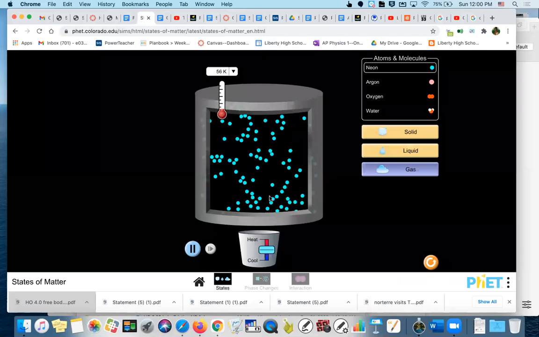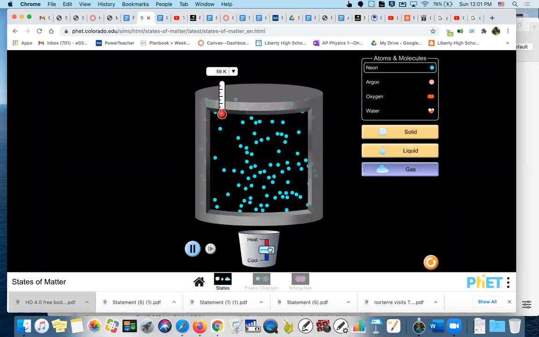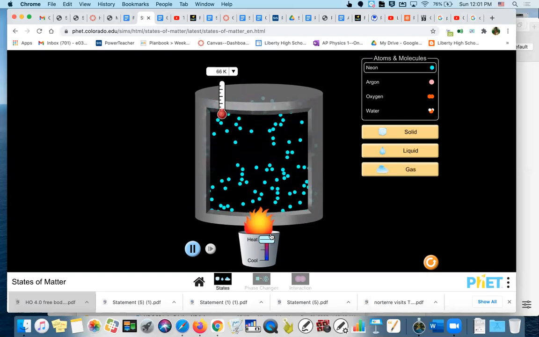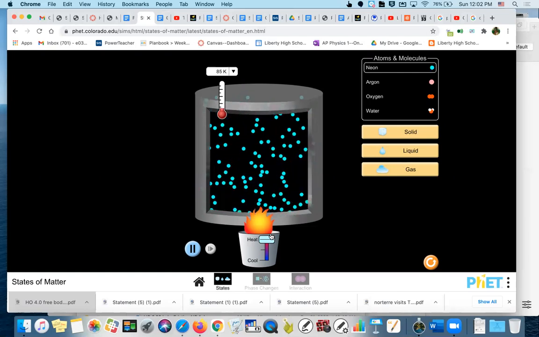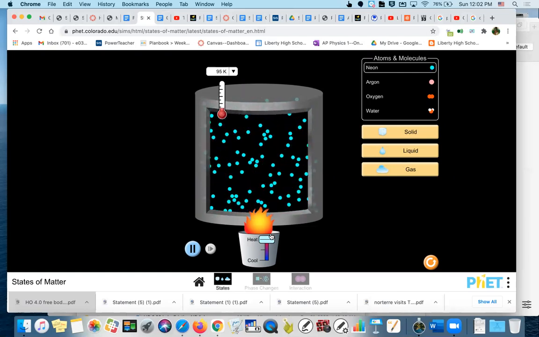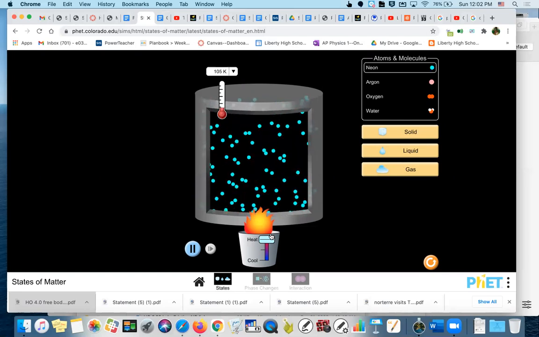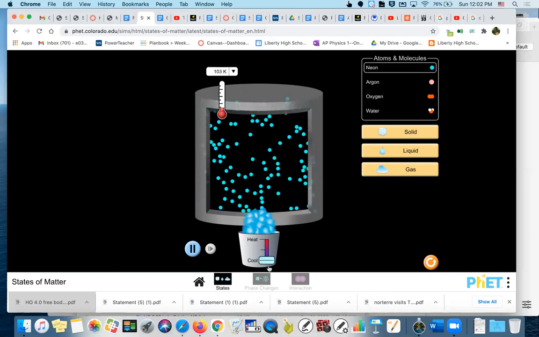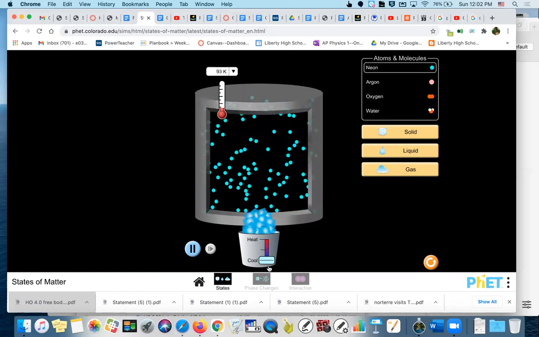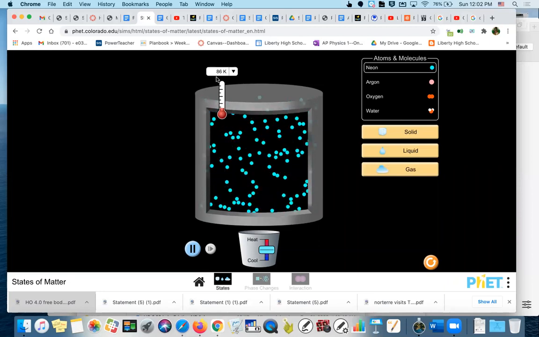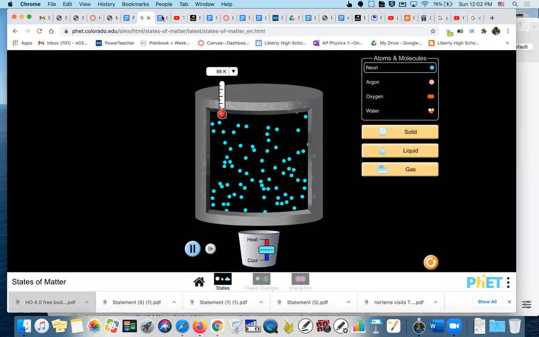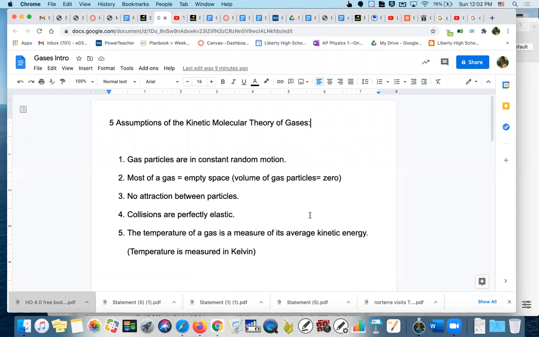But what we're looking at here is, when we talk about temperature, if I heat this up, what does this do to the gas? It actually speeds up the particles. If I add heat, I'm increasing the kinetic energy, and it makes these particles move faster and faster. If I cool it down, it actually slows down the particles and their motion. So the temperature is a measure of the average kinetic energy of a substance. All right, so those are the 5 assumptions of the kinetic molecular theory of gases. You need to know those, so I would make sure you have those written down.